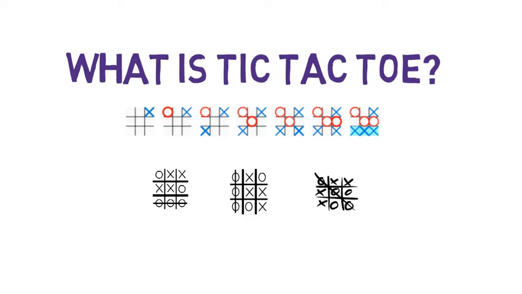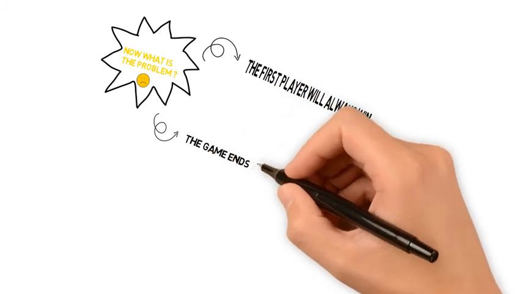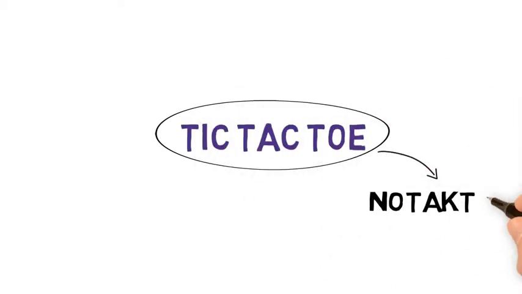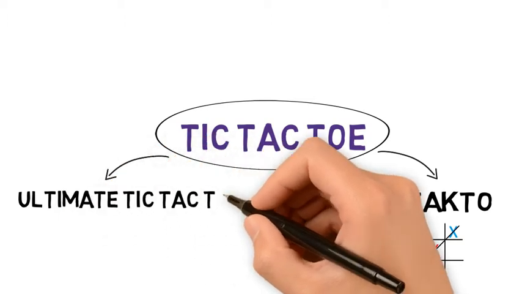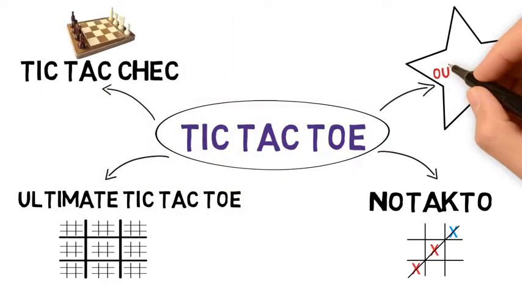To win this game, if you are playing first, play X in the center, and if you play second, try not to lose. So what's the problem? The first player always wins, and the game will end occasionally with a tie. Many fun games were inspired by tic-tac-toe, such as Notakto, Ultimate Tic-Tac-Toe, and Tic Tac Chec. And finally, our game.